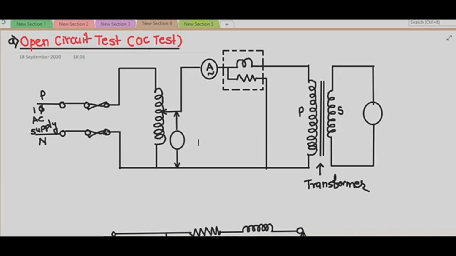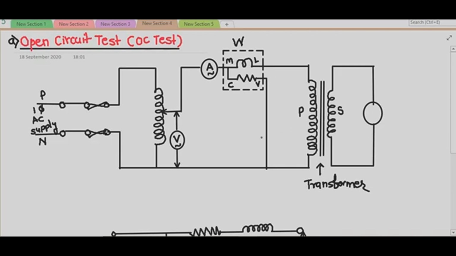So this is a voltmeter which is again an AC voltmeter. So ammeter, voltmeter, and this is your wattmeter. Wattmeter has four terminals: main, line, common and voltage. So this is a wattmeter. Let W be the reading of this wattmeter. So this ammeter, voltmeter and wattmeter are connected in the primary circuit. The secondary of the transformer, as the name itself indicates, it is an open circuit test. So the secondary of the transformer is kept open.